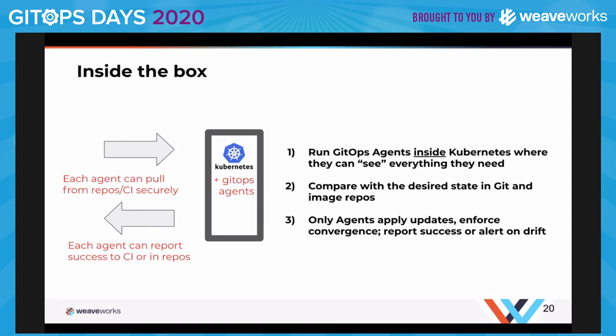And then based on deciding whether I'm in the right state or the wrong state, an agent can apply an update, enforce convergence, it can report success, or it can alert on drift, which means help, help, help. I think I'm in the wrong state. Please help me fix it. And that's when obviously sometimes you have manual intervention in a crisis.